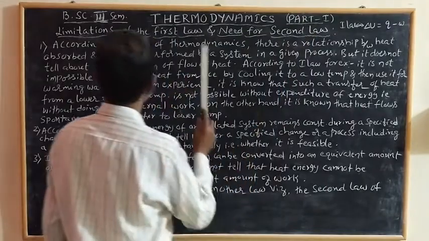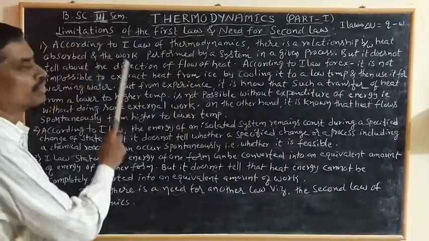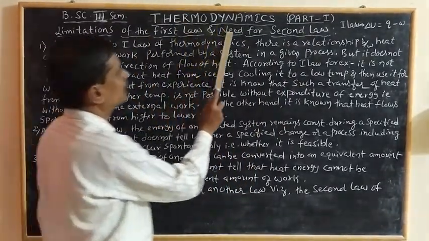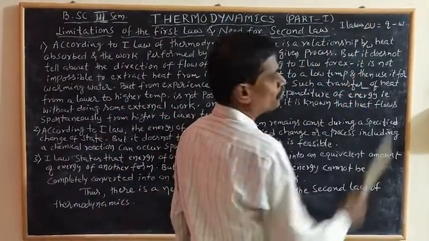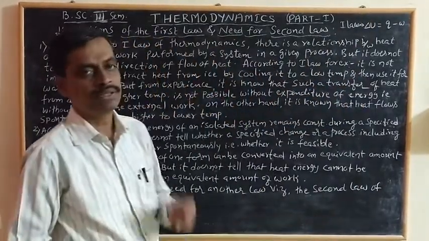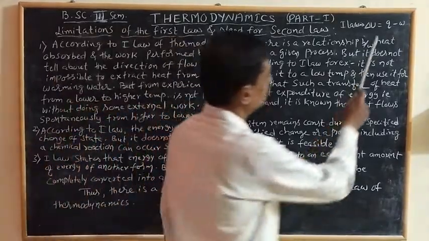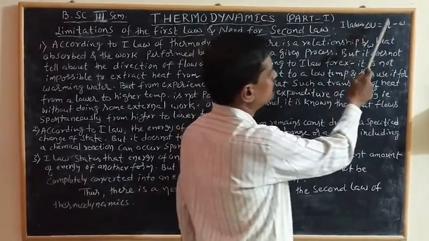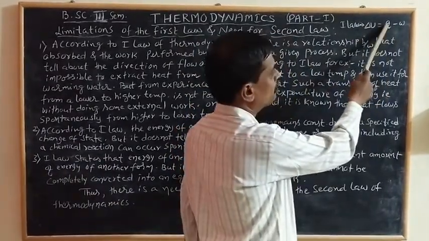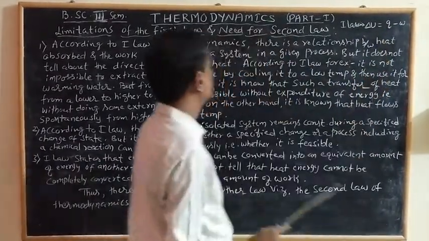So we take the B.Sc. III Sem class, and under this we are now studying Thermodynamics Part I. Under this Thermodynamics we have to study the limitations of the first law and the need for the second law. First we have to know what this first law is. You would have studied this in PUC classes: delta U equals Q minus W, the change in internal energy is equal to the quantity of heat absorbed minus the work done.